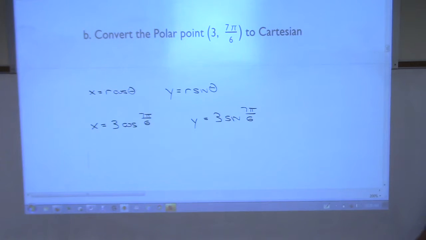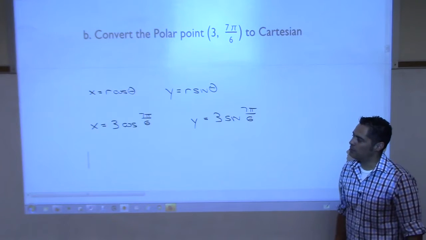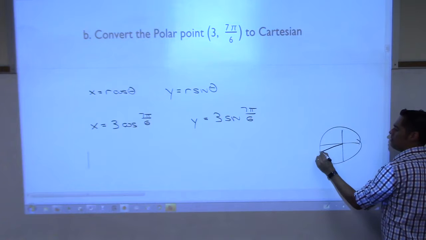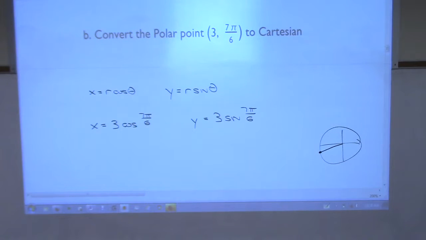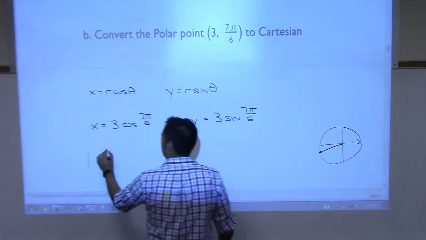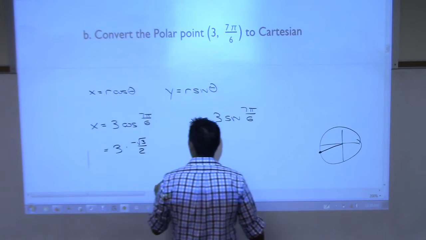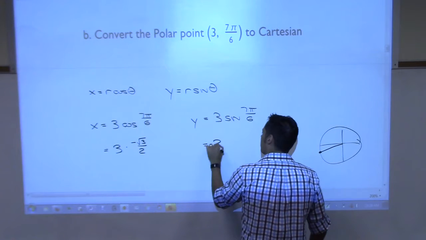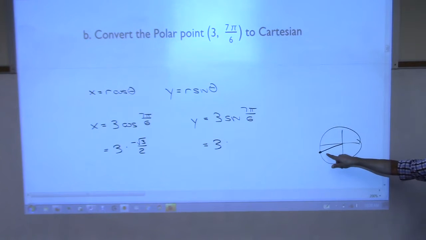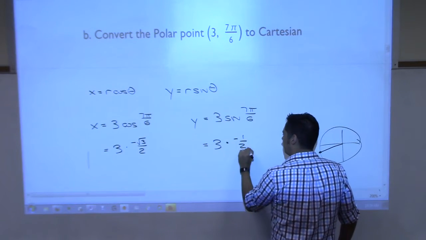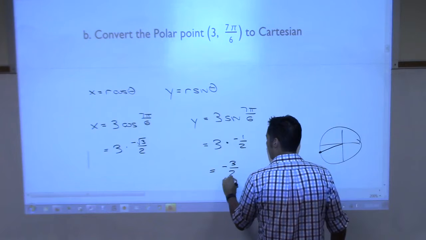So, okay, cosine 7 pi over 6. 7 pi over 6 is right over here. Cosine of that is the x-coordinate: negative root 3 over 2. So this is going to be 3 times negative root 3 over 2. And then the y is going to be 3 times sine of this point, which is negative 1/2. So times negative 1/2. This one's easy, negative 3/2.